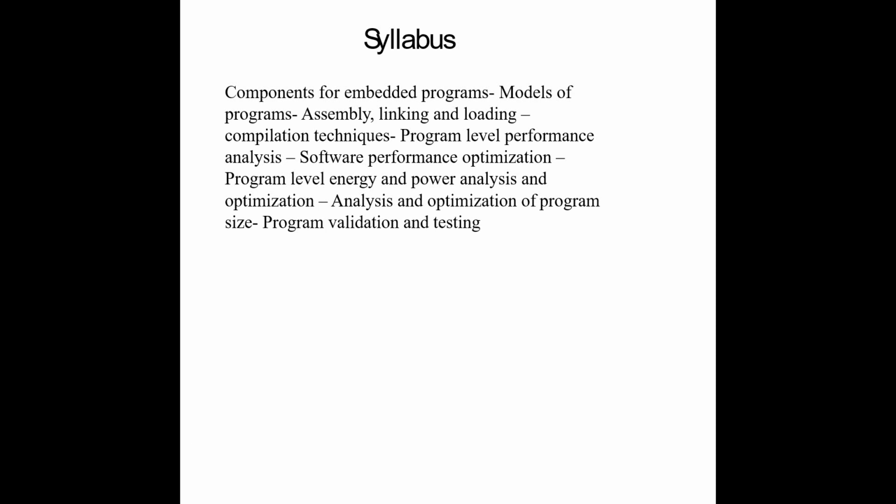Today we are going to see about Unit 3 of Embedded and Real-Time Systems. The unit consists of program design and analysis. Here we are going to see about models of program, assembly, linking and loading, compilation techniques, program level performance analysis and software performance optimization techniques, program level energy and power analysis and optimization, then analysis and optimization of program size, and program validation and testing.